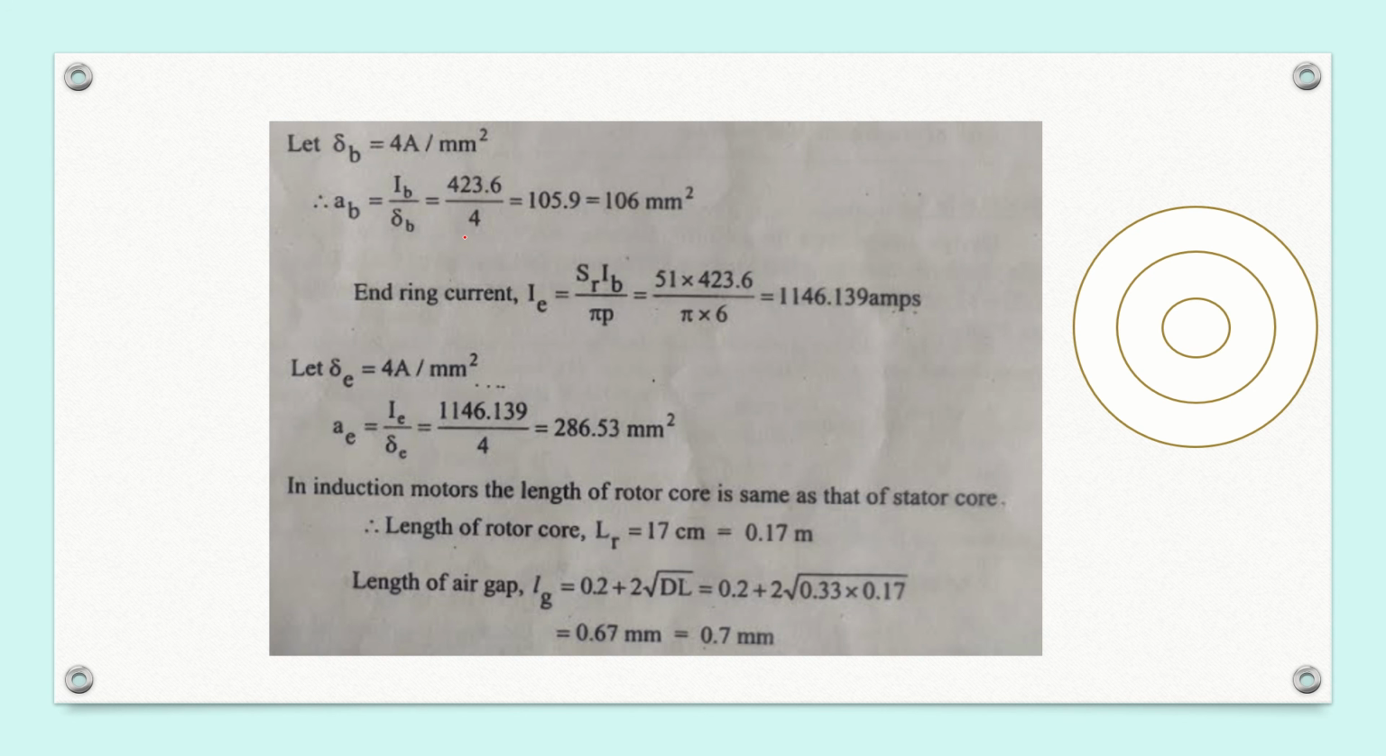So current density is not given here, but in theory we have studied that the current density can vary between 4 to 7 ampere per millimeter square. So let us assume the current density as 4 ampere per millimeter square. So current by current density gives the area of cross section of the rotor bar. As we are substituting current density in ampere per millimeter square, the obtained area will be in millimeter square.